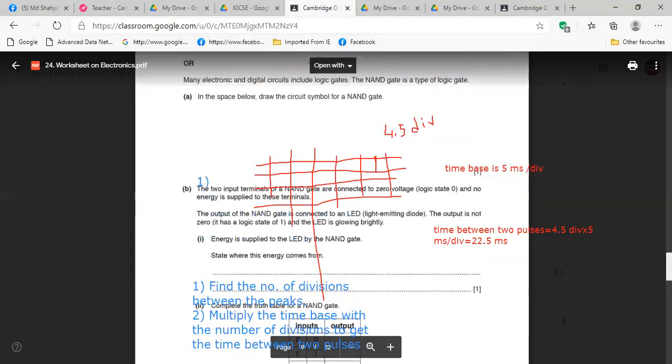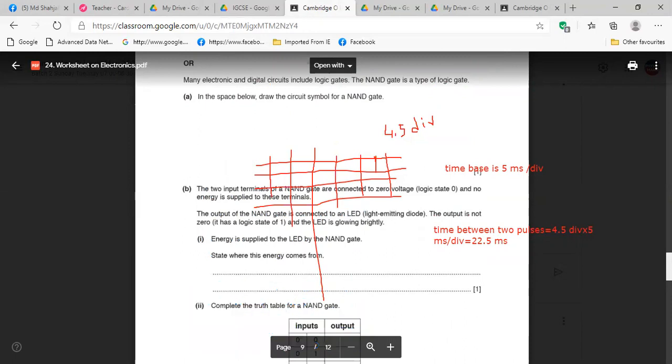Now in the space below, draw the circuit symbol for a NAND gate. You know this, right? NAND gate, AND gate, OR gate. You know them? Yes, sir. So if you know them, then you can do them. Now you have confidence, right? Yes, sir.